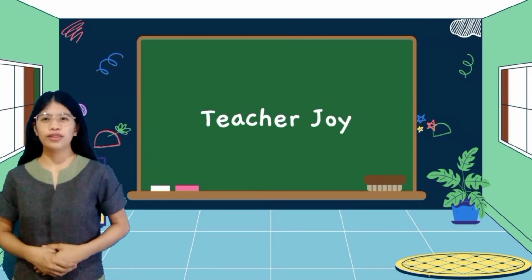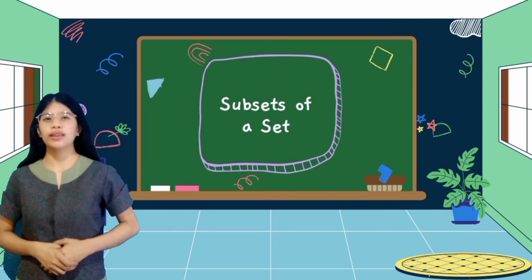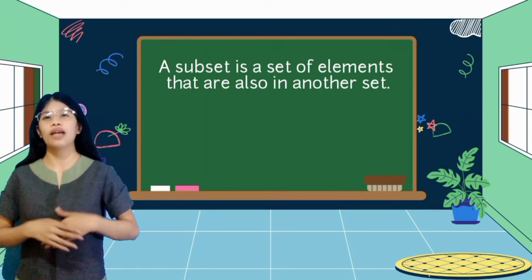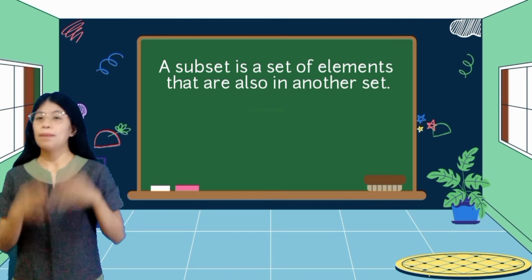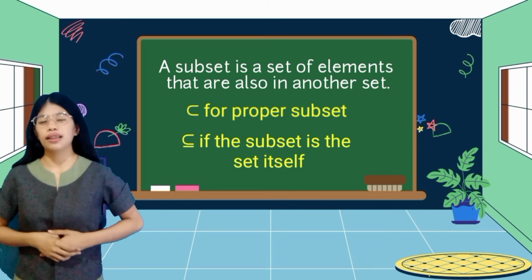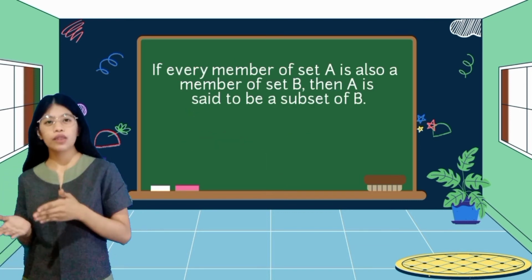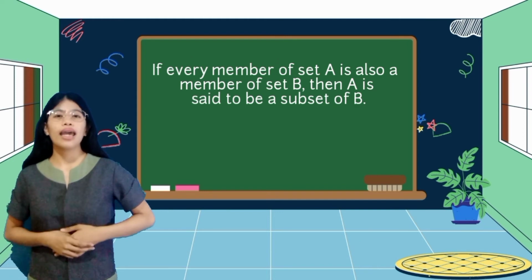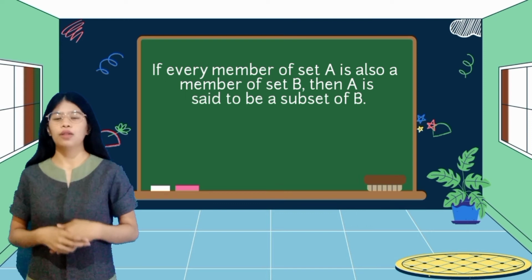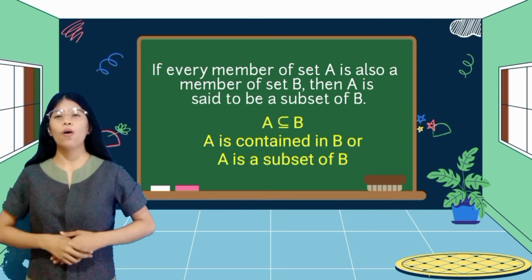Hi, I'm Ibarrientos and I will discuss the subset of a set. First, let's define what a subset is. A subset is a set of elements that are also in another set and is denoted by this symbol for proper subset and this symbol if the subset is the set itself. If every member of set A is also a member of set B, then A is said to be a subset of B. It is written as this, which is pronounced as A is contained in B or A is a subset of B.